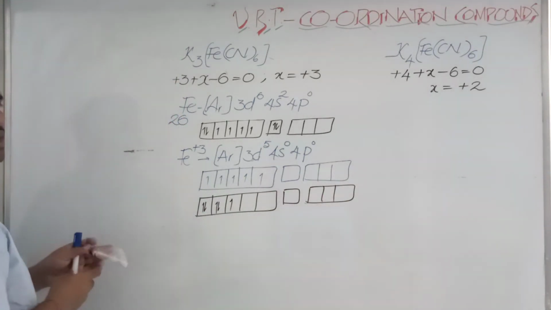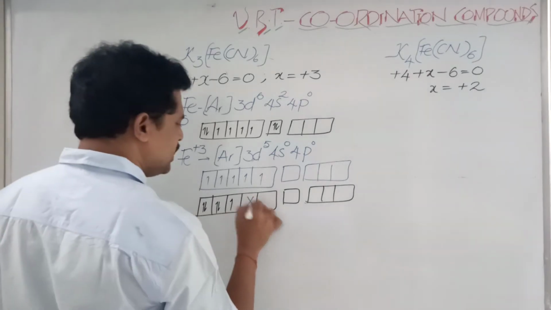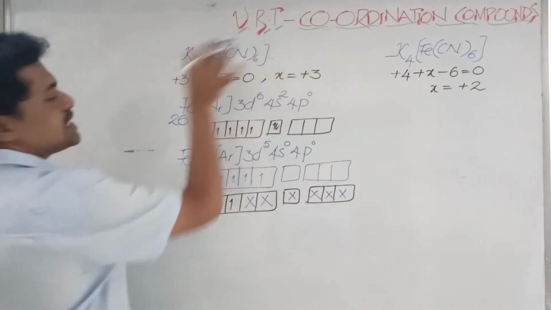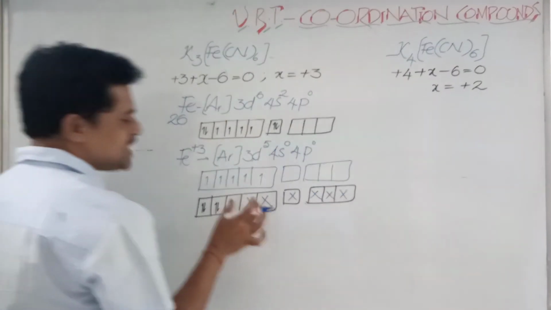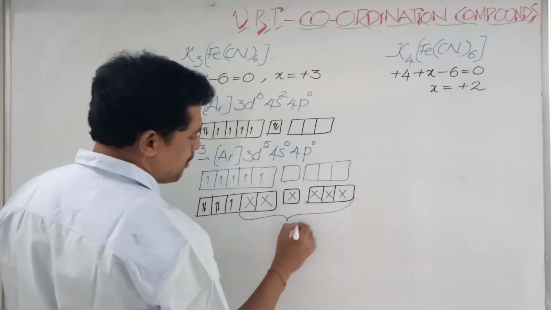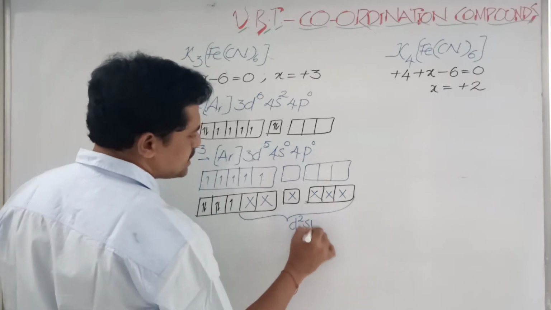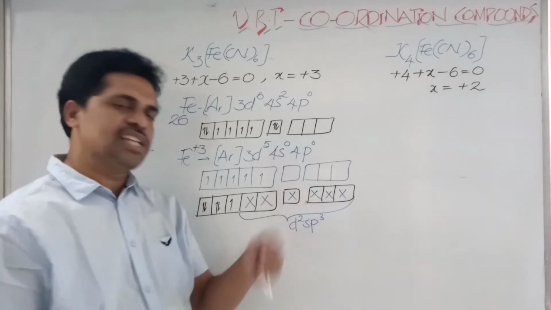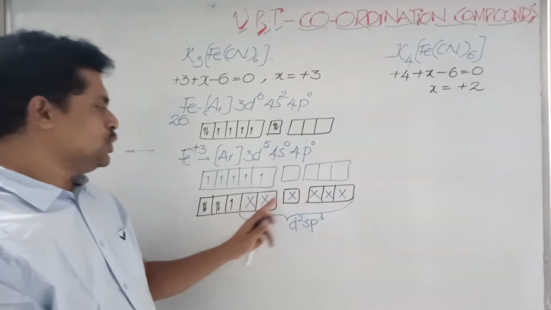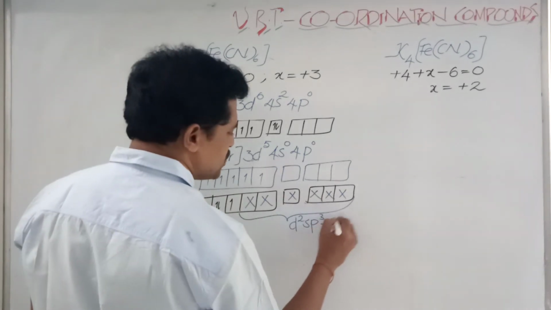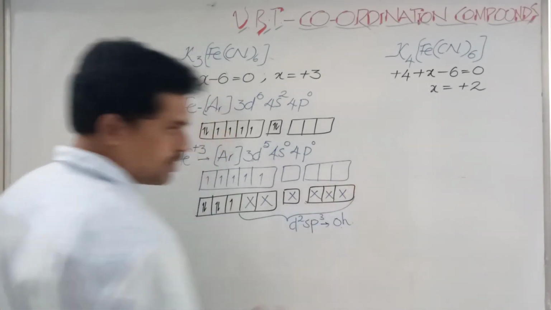So we have 6 available orbitals now. These 6 orbitals are occupied by 6 electron pairs coming from the cyanides. Each cyanide is giving 1 pair of electrons. So the hybridization is d2sp3. The d orbitals participating are dx2-y2 and dz2, of course. 1, 2, 3, 4, 5, 6. So d2sp3 hybridization, and the geometry is octahedral.